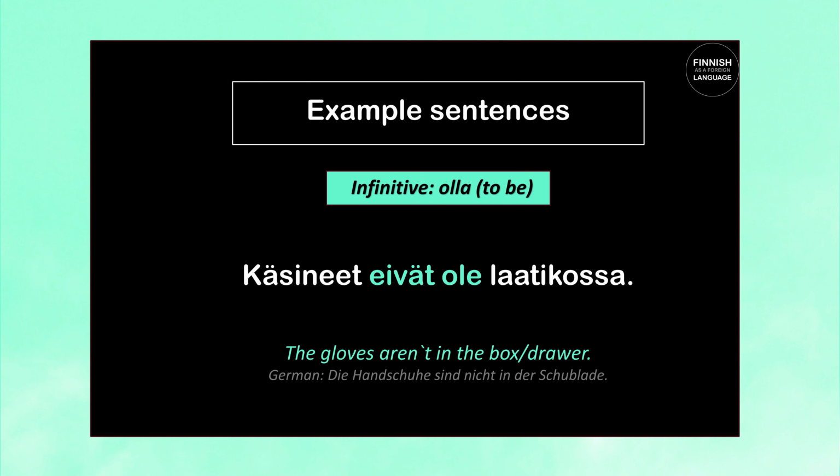Next one. Käsineet eivät ole laatikossa. Means the gloves aren't in the drawer. Let's go through it. Käsineet means the gloves. This is, by the way, a word that does always stand in the T plural. Eivät ole means are not. It's the third person plural, negative present tense of the verb olla. Here we need the third person plural because of käsineet. And then we have laatikossa, which means in the drawer. It's the inessive case of laatikko. So let's repeat. Käsineet eivät ole laatikossa. The gloves aren't in the drawer.